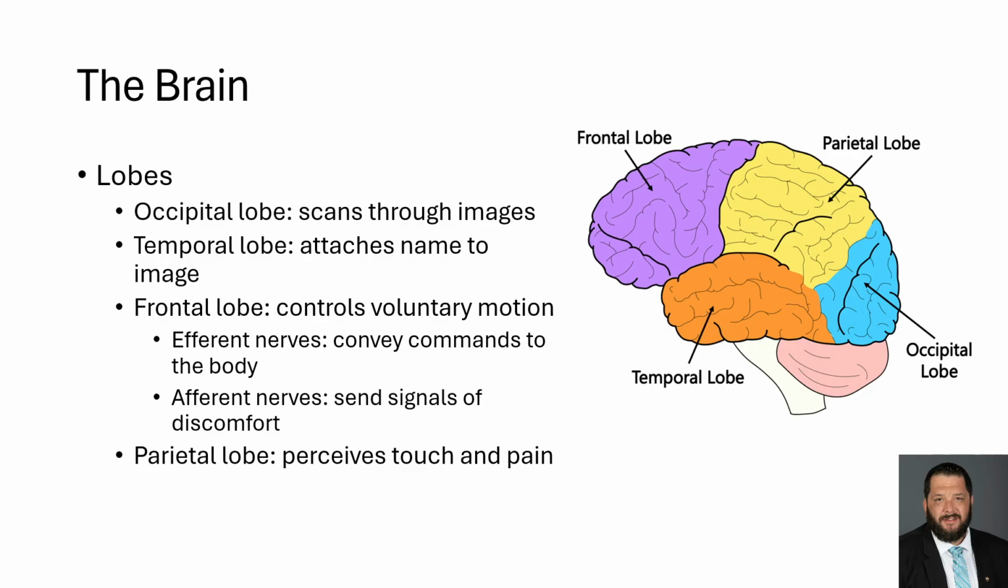When evaluating the brain, we can break apart the brain into specific areas called lobes. The occipital lobe scans through images, while the temporal lobe attaches a name and sort of acts as a filing system for those images. The frontal lobe controls voluntary motion through the afferent and efferent nerves. Efferent nerves convey commands to the body, while afferent nerves send signals of discomfort. The parietal lobes receive touch and pain.